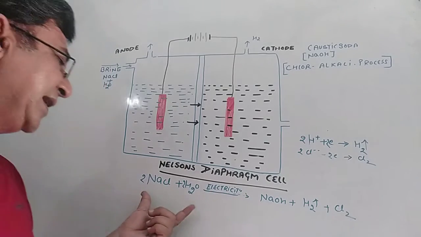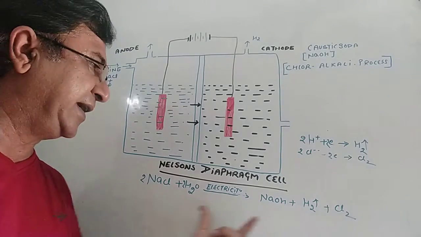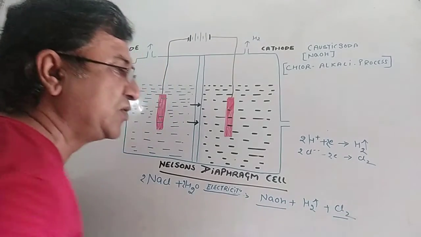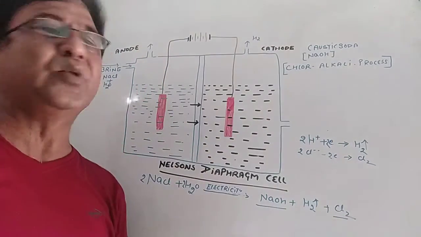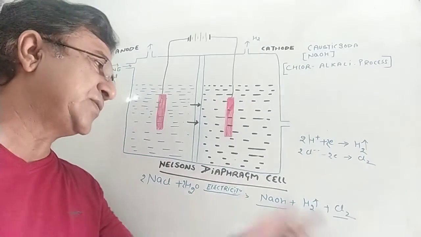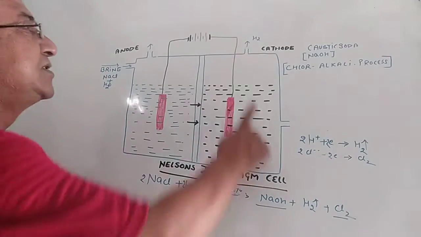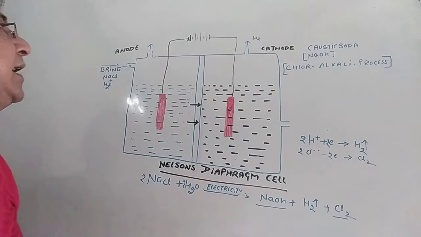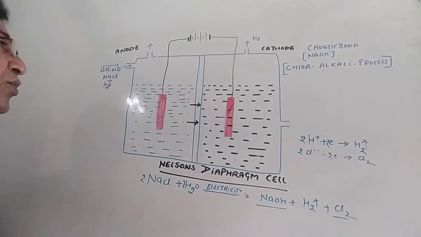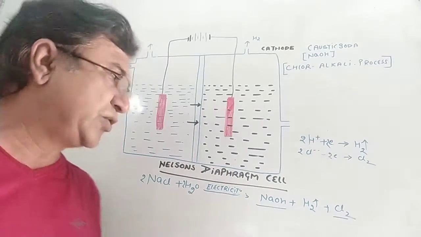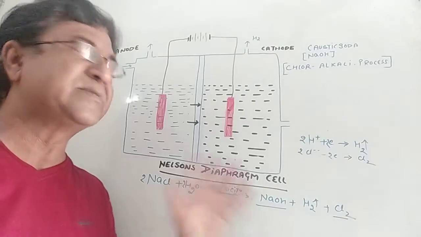So basically, an aqueous solution of sodium chloride, when electrolysed, always produces caustic soda. Along with that, chlorine is also produced. That is why it is called the chlor-alkali process. Hydrogen is also produced, but not mentioned in the name. So always remember, hydrogen is collected at the cathode and chlorine is collected at the anode. This also comes in the question. So the apparatus which is being utilized is Nelson's diaphragm cell.